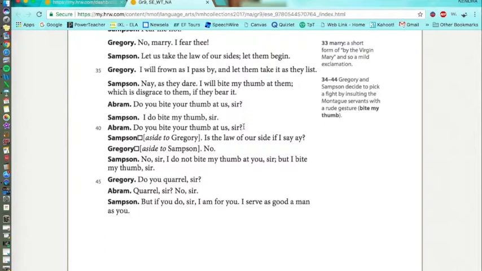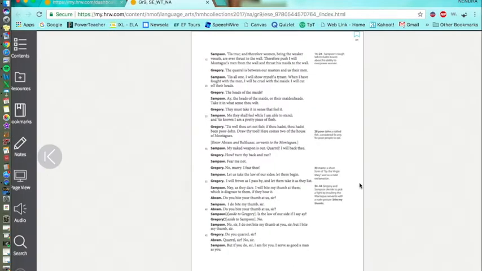Gregory: Do you quarrel, sir? Abram: Quarrel, sir? No, sir. Samson: But if you do, sir, I am for you. I serve as good a man as you.